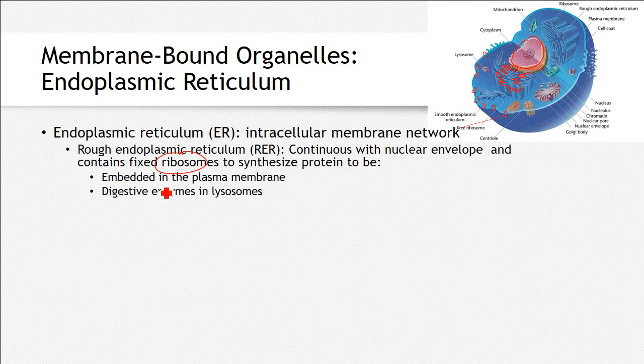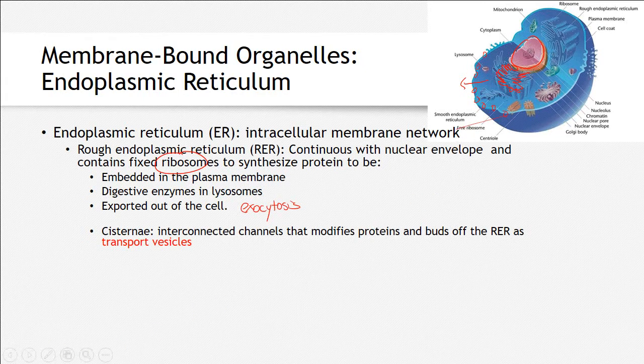They could be utilized for the digestive enzymes within lysosomes. We'll talk about lysosomes in just a second. And they could be exported out of the cell. What is that process when we end up exporting things out of the cell? It's called exocytosis, right? So these are proteins that are going to be coming out of the cell through the process of exocytosis, kind of like that neuron with those neurotransmitters that we just talked about.